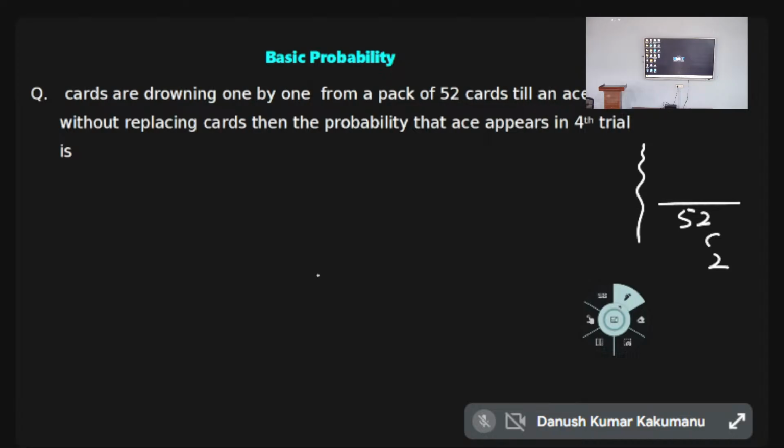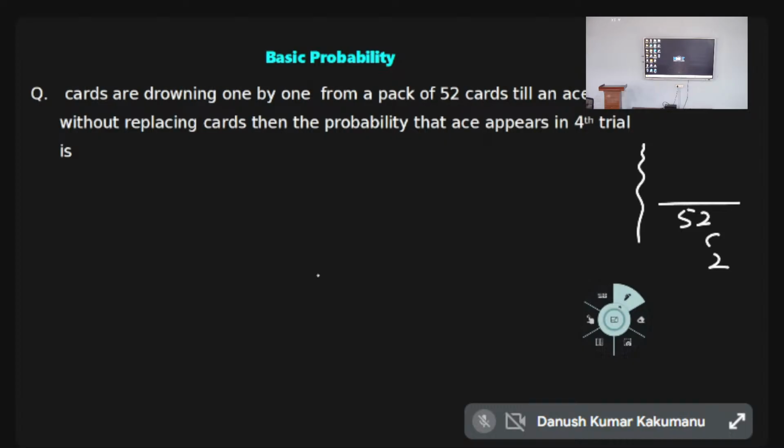If you draw one by one, you are not eligible to write 52C2 or 52C3 like that. Every time we have to find the probability. See this: cards are drawn one by one from a pack of 52 cards without replacing the cards, till an ace appears.